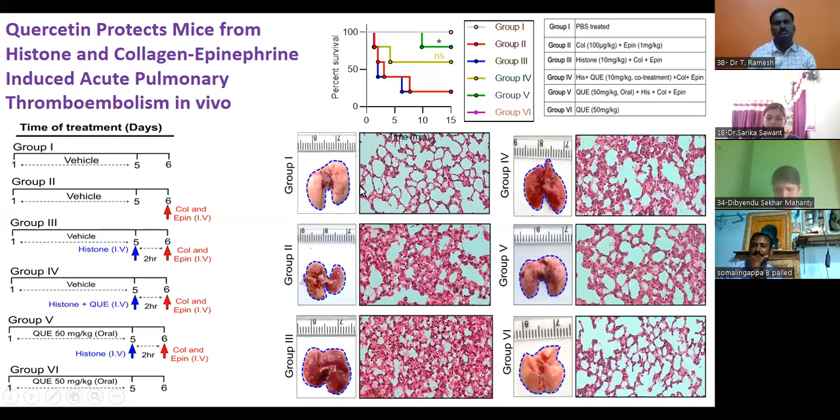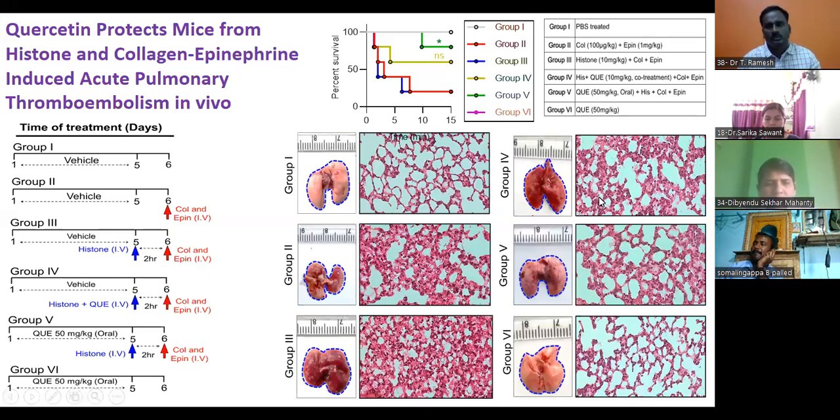If you observe the lungs, in the first group they look intact and the alveolar sacs look intact, whereas the second group is the collagen and epinephrine treated group. There is a lot of necrosis and thrombi formation. You can observe in the microscopic image a lot of thrombi, accumulation of microthrombi. In group 3, the number of microthrombi is significantly higher when compared to group 2.